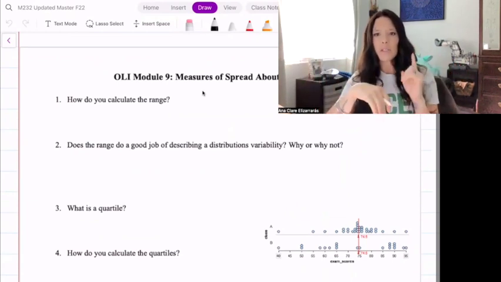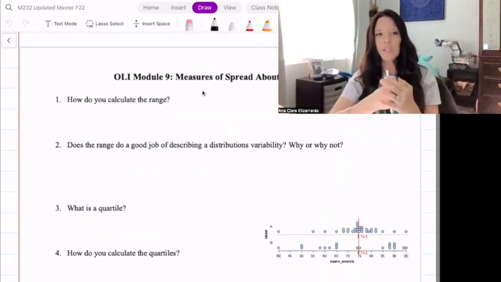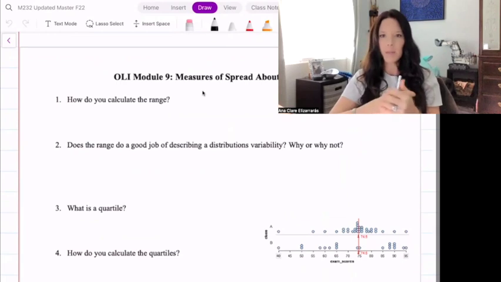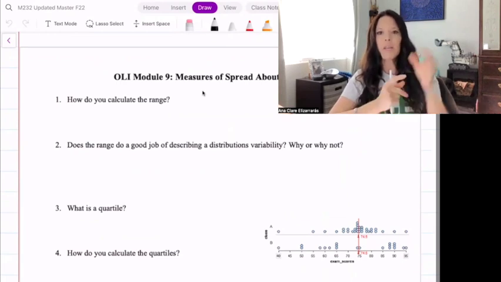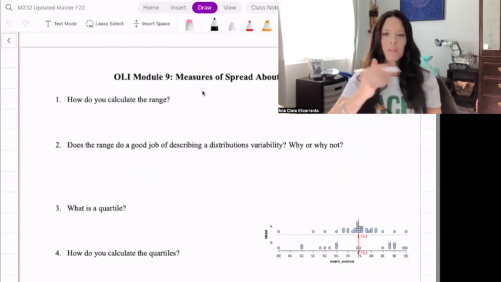And the range is actually a single number. It's not from this to that. It's actually the difference between the maximum and the minimum. So to find the range, you take the highest value minus the lowest value, and you get that number, and that number is the range.